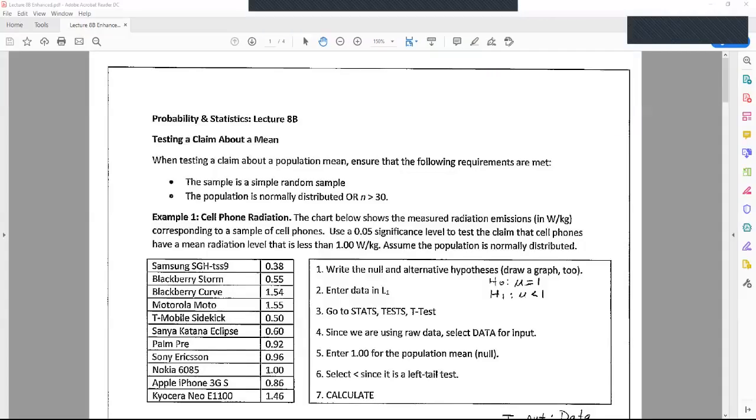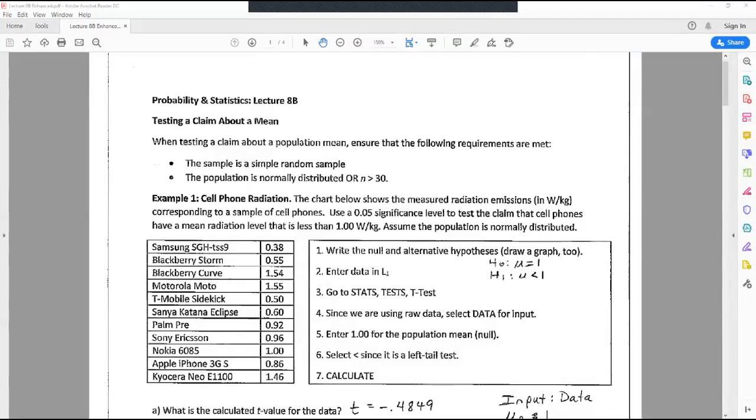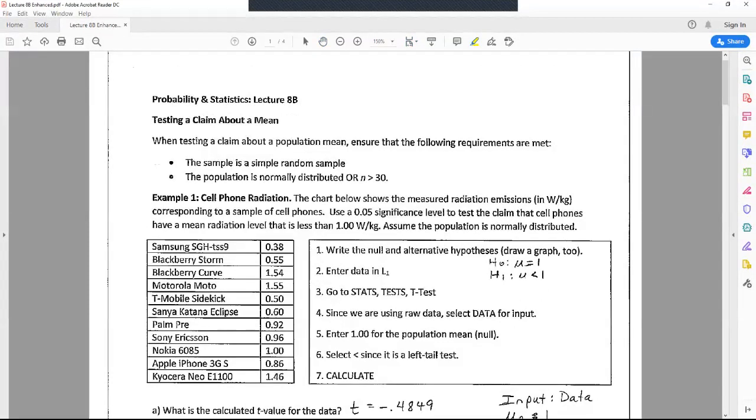This lesson is a continuation of the Chapter 8 Hypothesis Testing series. So this is Lecture 8B. And we're testing claims about a mean in Part B. Now, Part A was hypothesis testing and testing claims about proportions.